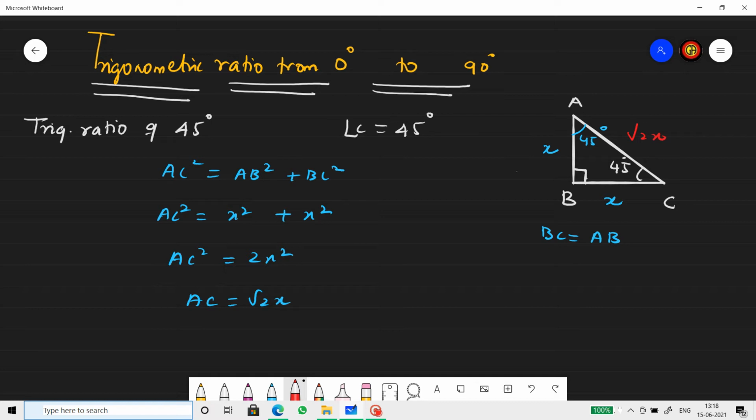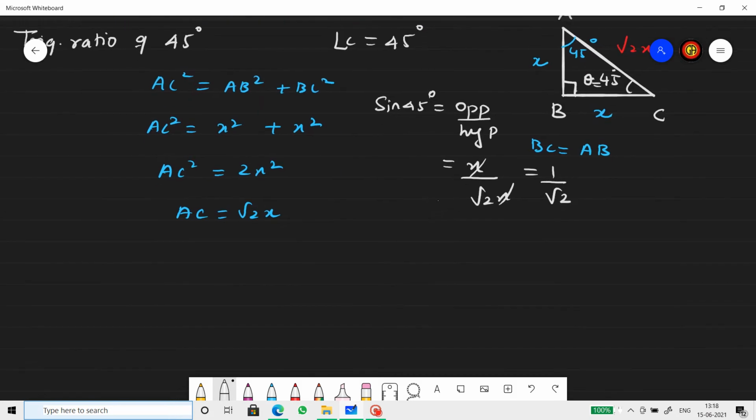Now let's find out sine 45. Sine of angle C or sine 45. Sine 45 is what? Opposite by hypotenuse. If this is the theta, you know which is the opposite side, isn't it? So x by root 2x, x gets cancelled, 1 by root 2. That is how we get sine 45 degree as 1 by root 2.